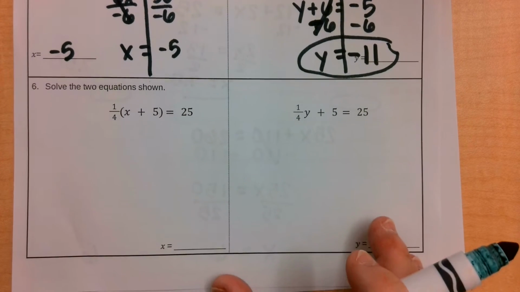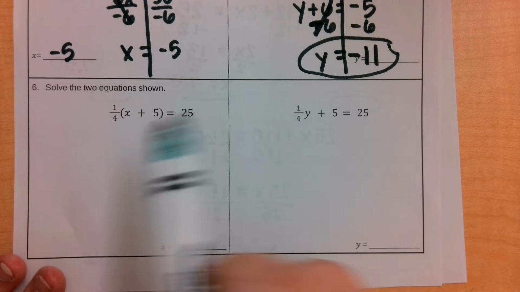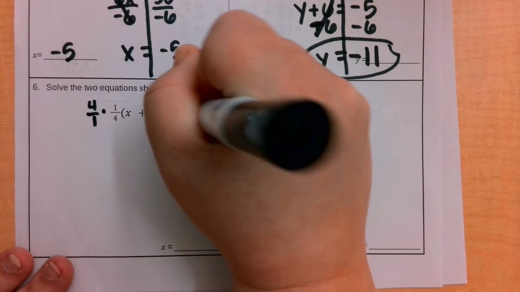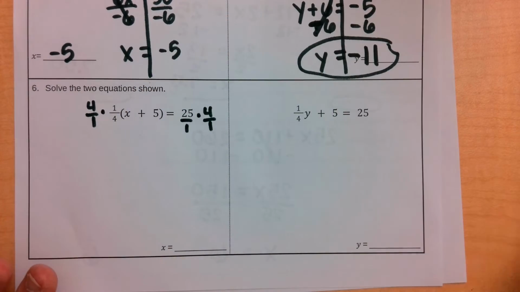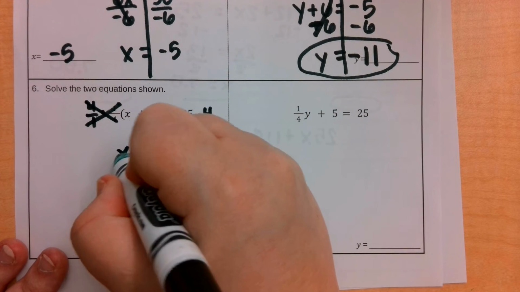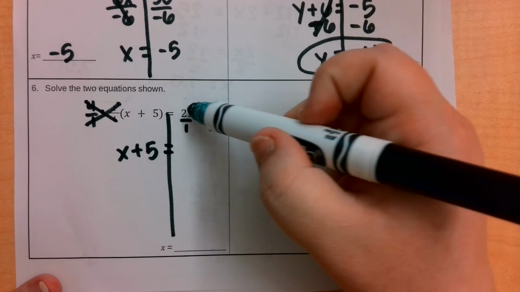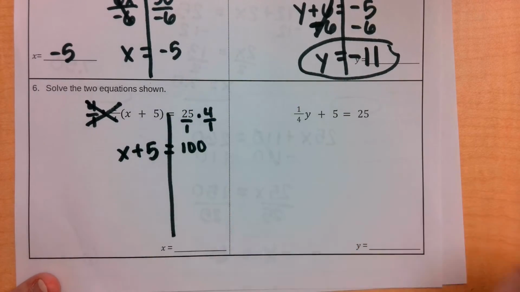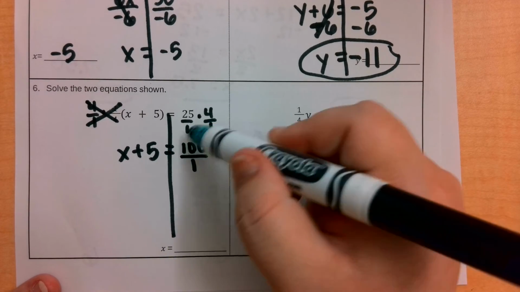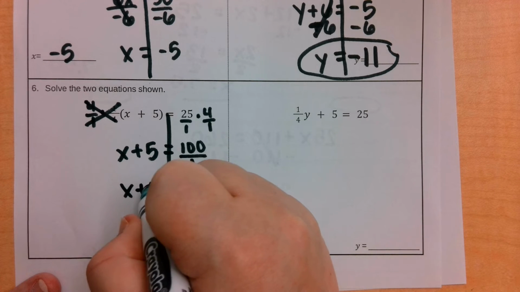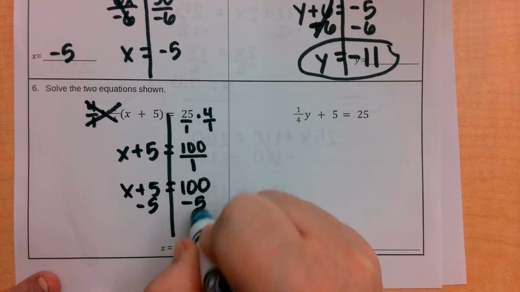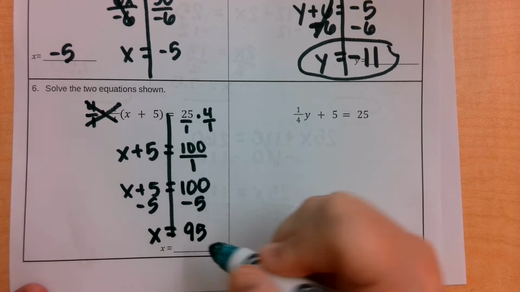Alright, last 2 on the page. Alright, this has parentheses and there's a fraction in front, so we have to multiply by the reciprocal. Cross it out, cross it out. On the left side, we're going to rewrite x plus 5. 25 times 4, 4 quarters is 100. 1 times 1 is 1. I'm going to rewrite that again because 100 over 1 is just 100. Now subtract 5 from both sides. X equals 95.